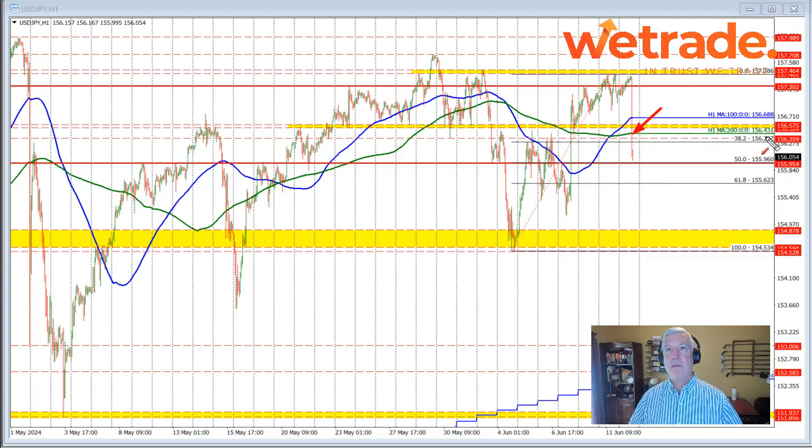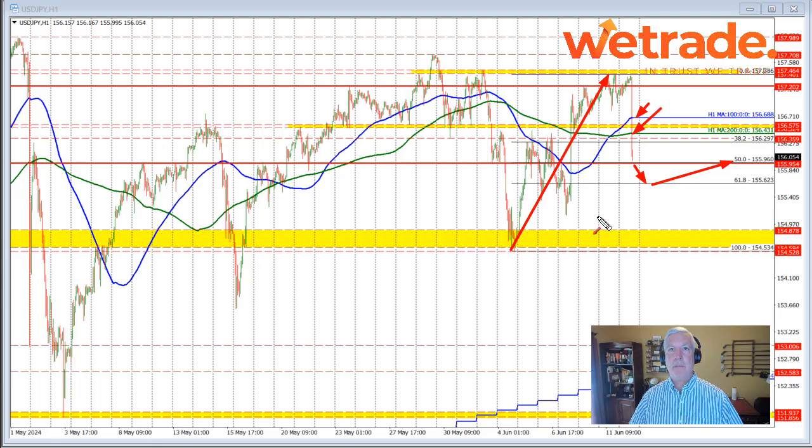The 200-hour moving average will now be close resistance for this pair. Staying below the 156.43 level keeps the bears firmly in control. More conservative risk might be the 100-hour moving average at 156.68. On the downside, however, we are stalling against 50% of the last move to the upside. That 50% comes in at 155.96, just below the 156 level. As you can see, we're currently trading at 156.05.